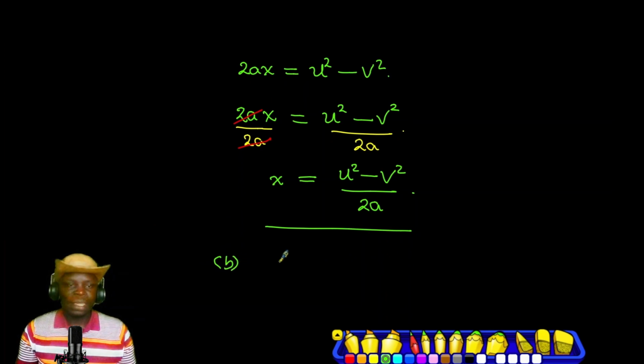So let's move on to part B of the question. And for part B, we have n equals n into k squared minus x squared. And remember, we're making x the subject.